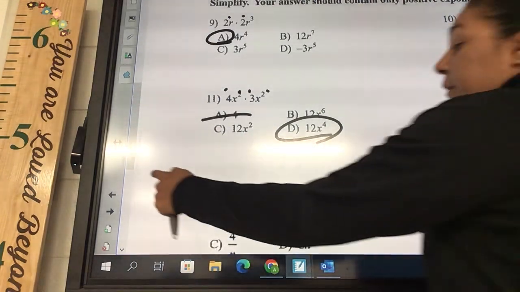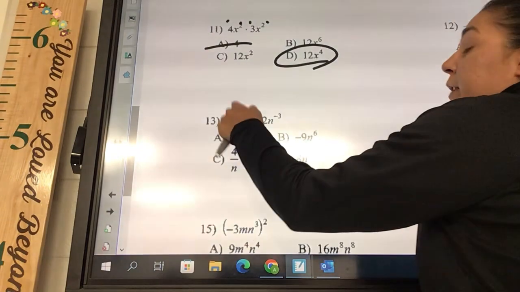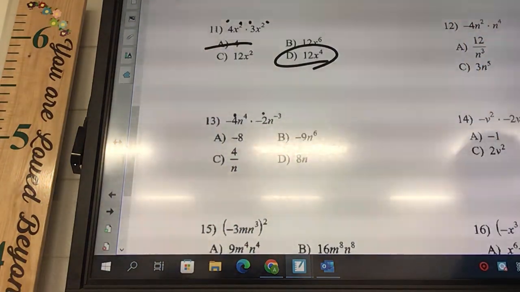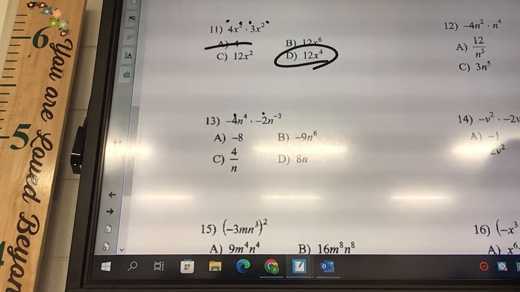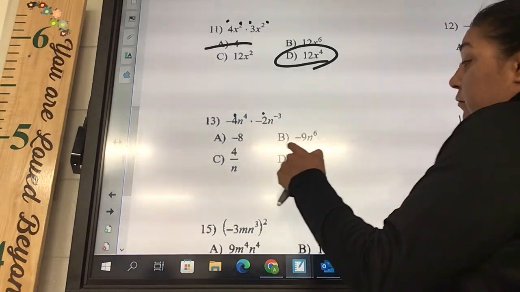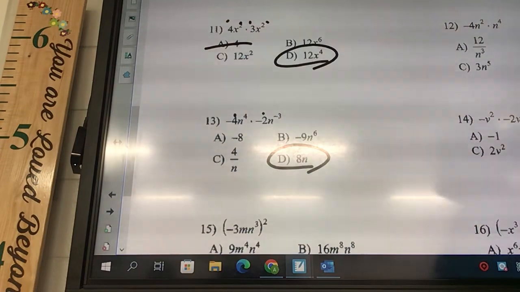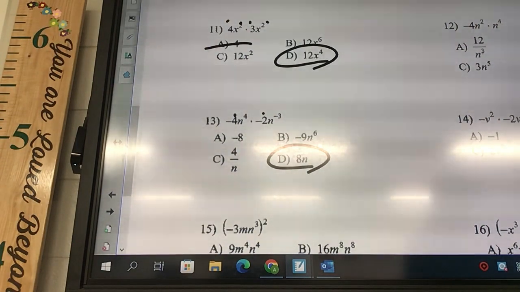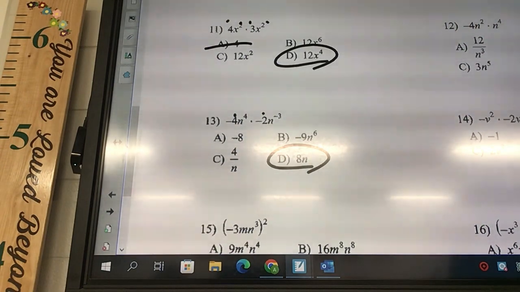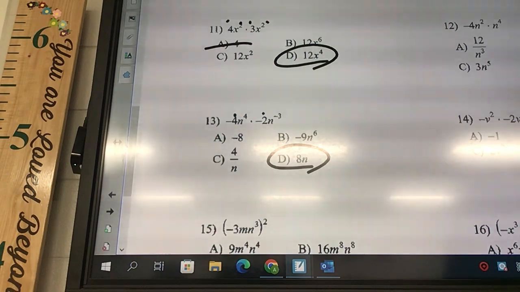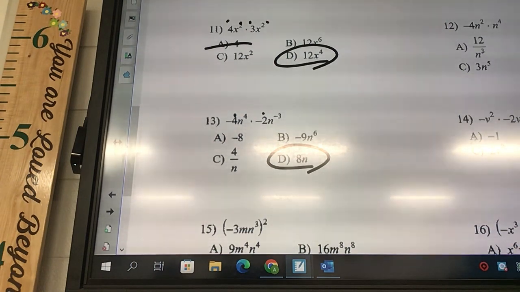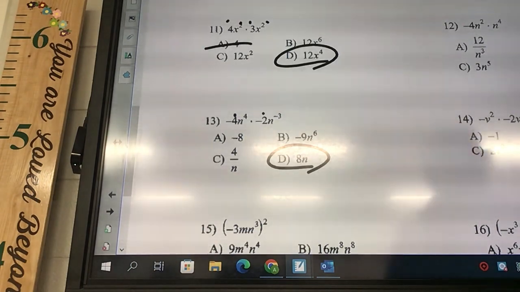Okay, 13 is negative 4 times negative 2 is positive 8. What answer choice is that? D. Alright, so again, when you're taking your final exam, I don't care how much or how little work you show. All I'm looking at is did you say A, B, C, or D? So you can guess on the whole thing if you want to.